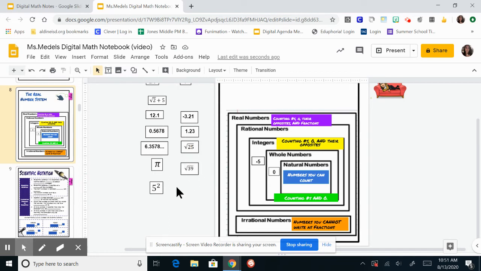Now 5 squared, I know that 5 squared is 25, and the first time I see 25 is in natural numbers. So that means that 5 squared, or 25, is a natural number. It's a whole number. It's also an integer. It's also rational, and it's also a real number.